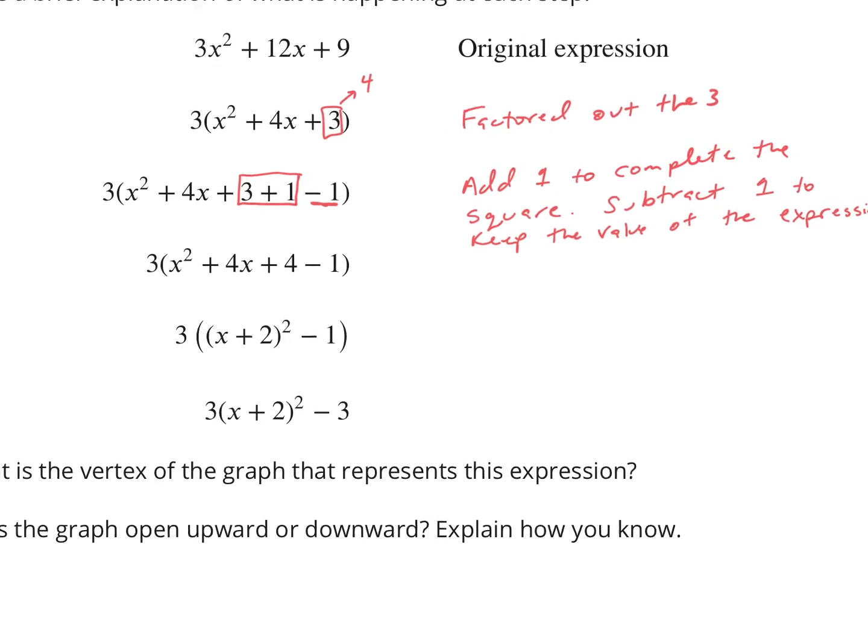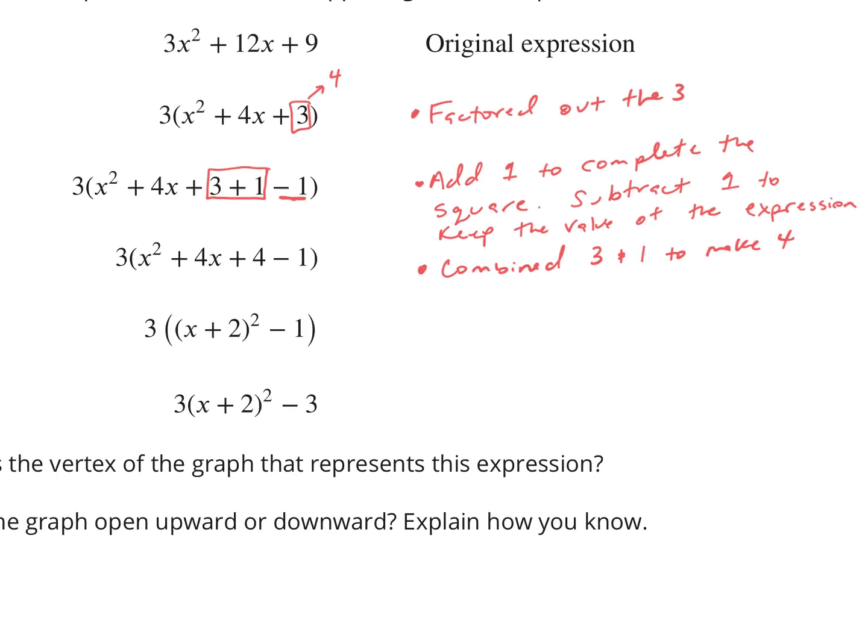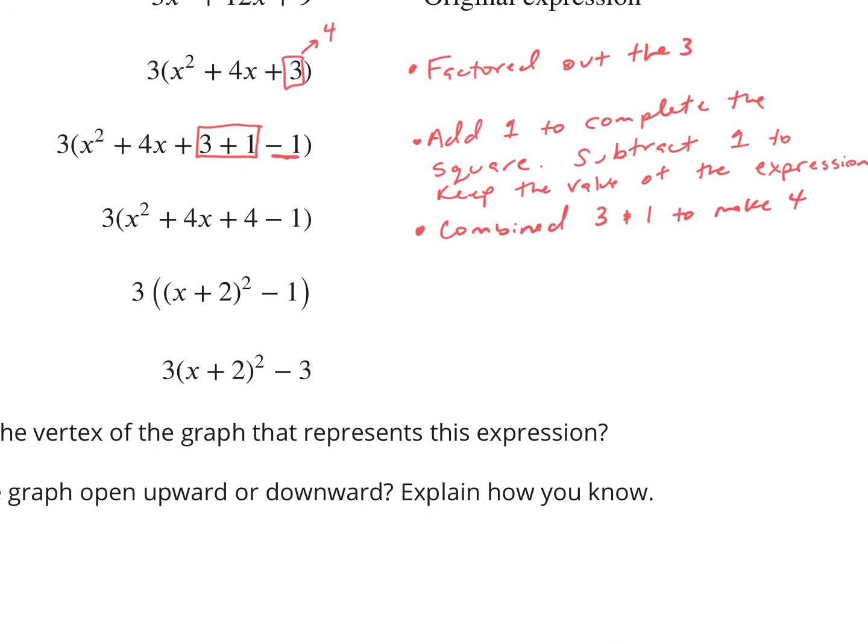Okay, let's look at the next one. They went from 3 plus 1 to 4, so they combined 3 and 1 to make 4. And then they rewrote the expression x squared plus 4x plus 4 as x plus 2 squared. So they rewrote x squared plus 4x plus 4 as a squared expression.